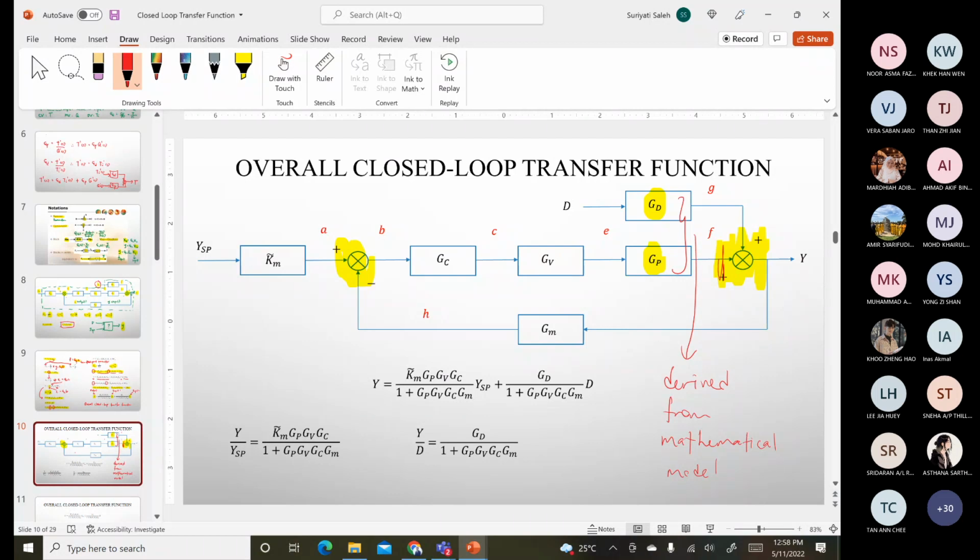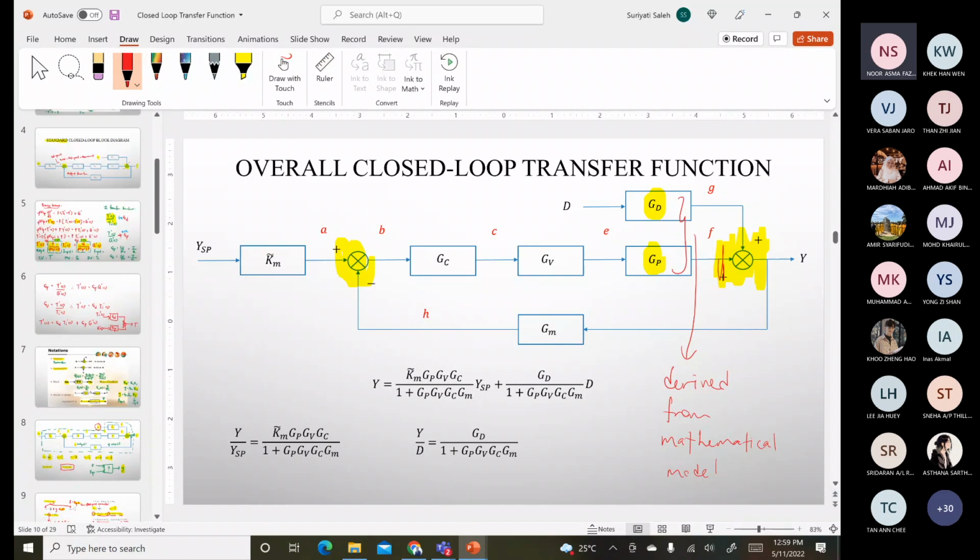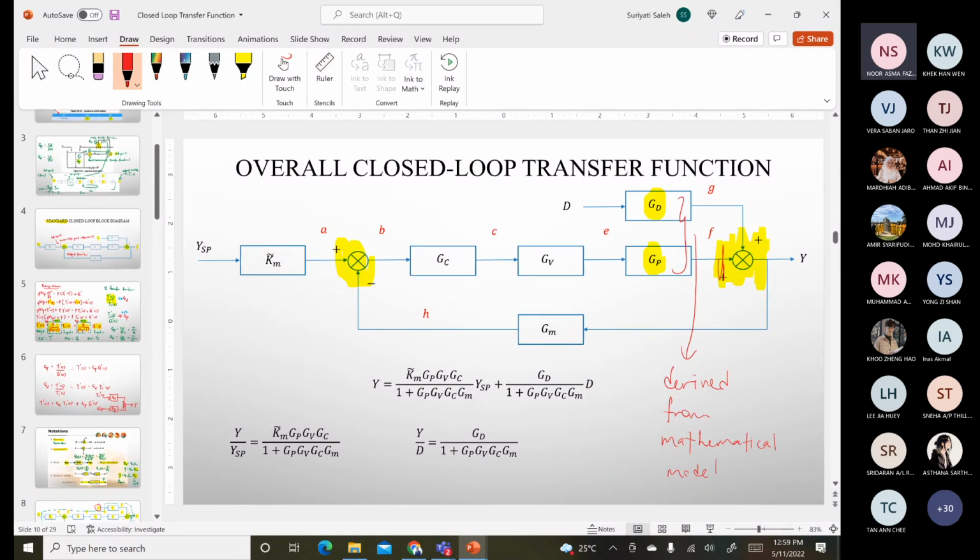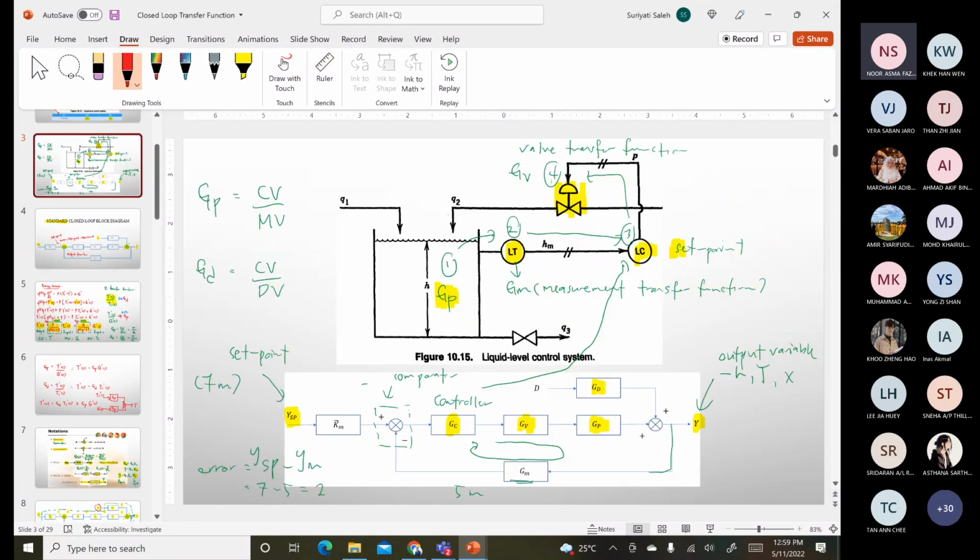First, if the question gives you the standard block diagram, you just use it. Or if they give it in the form of a configuration control loop, you check. You need to have these items: the transmitter, the controller, and the valve. When you have these three items, automatically this is your standard block diagram. It's not going to change.